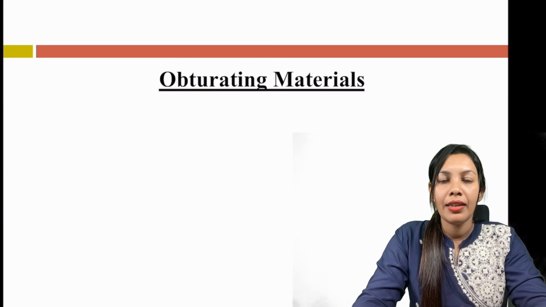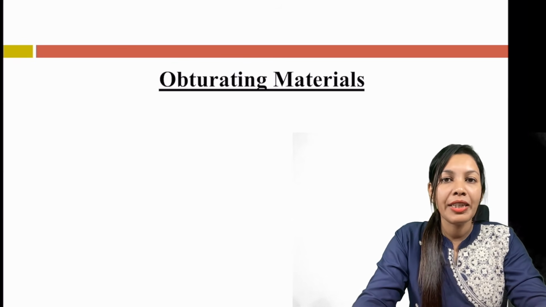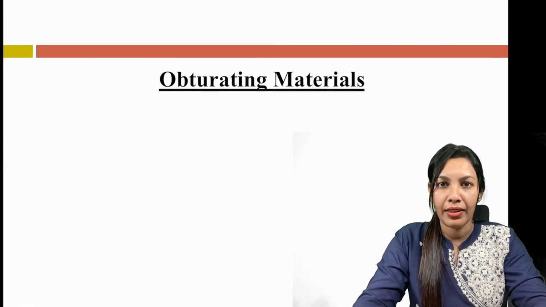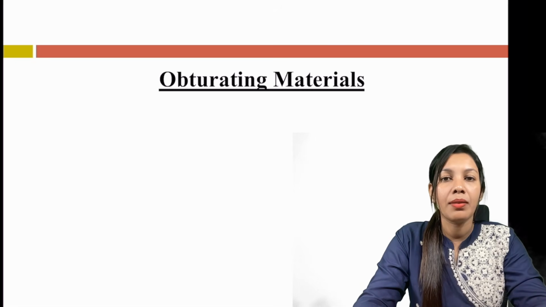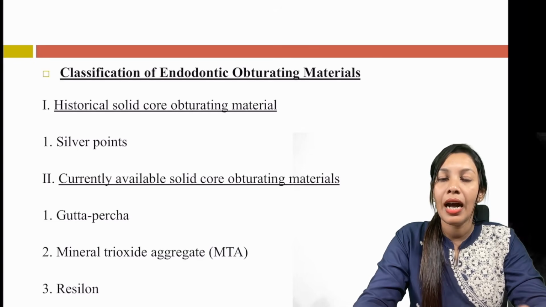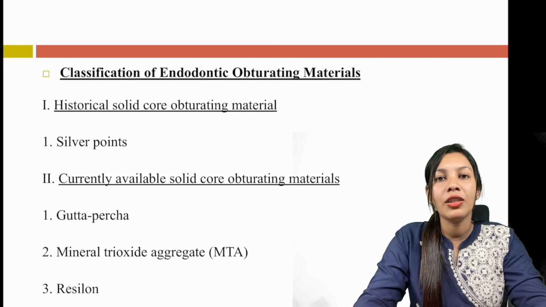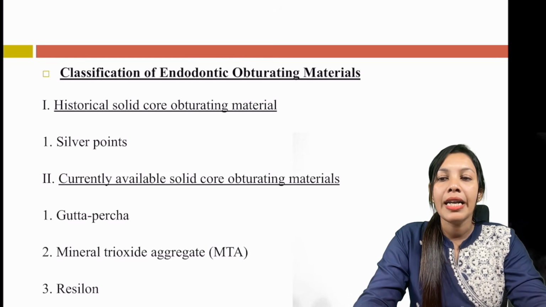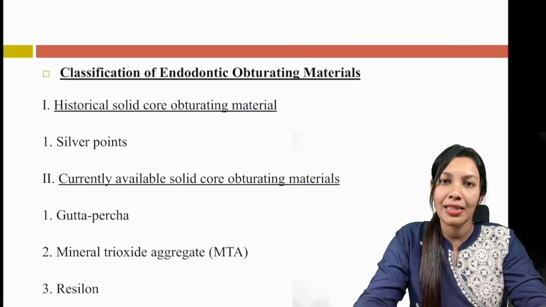So today we'll be dealing with the topic: obturation materials and obturation techniques. After the working length determination, cleaning and shaping, or the biomechanical preparation, the next important step is obturation and the obturation materials. So the classification of endodontic obturation materials: in the early times we used silver points. Nowadays the most currently used materials are gutta percha, mineral trioxide aggregate and resilon.